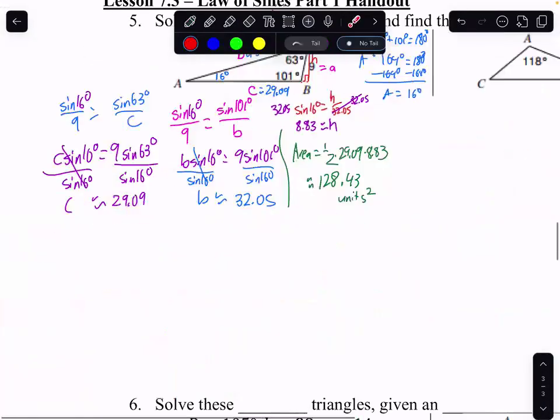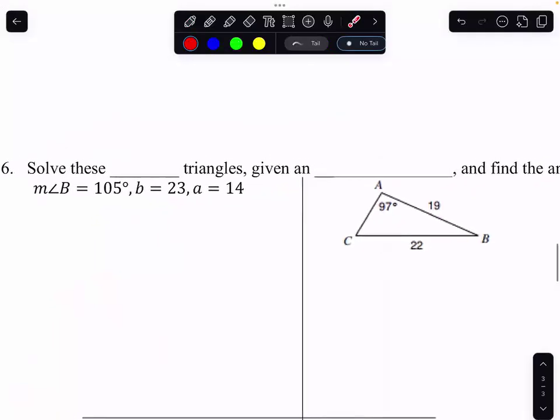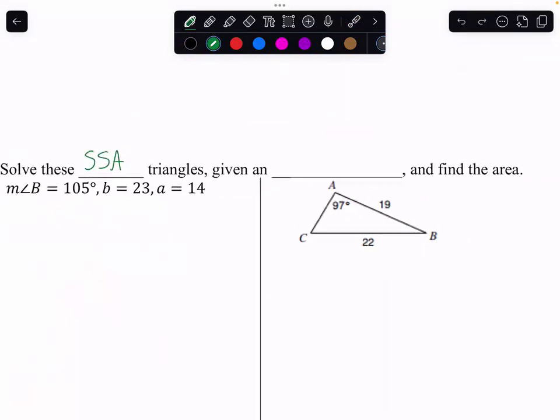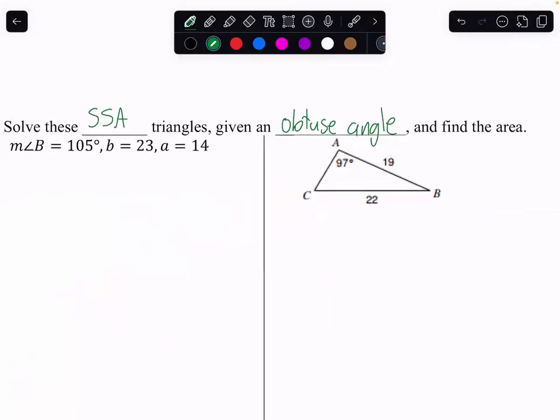Okay, so let's jump to this last section. This time, what are we given? We're given a side and an angle. So this is an SSA triangle. And one important thing to notice here is that the one angle you're given in both examples is more than 90 degrees. It is an obtuse angle. We're going to see why this matters, that it's an obtuse angle. But for now, just be aware that both of these use obtuse angles.